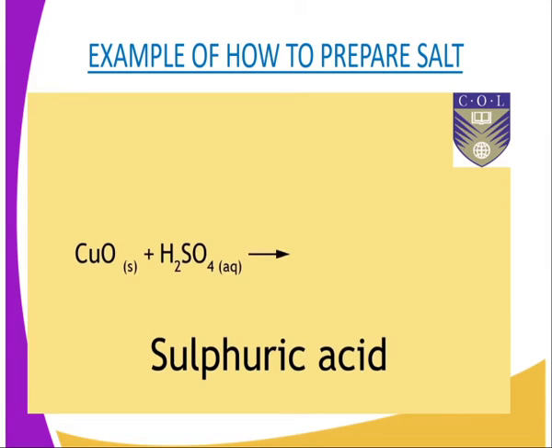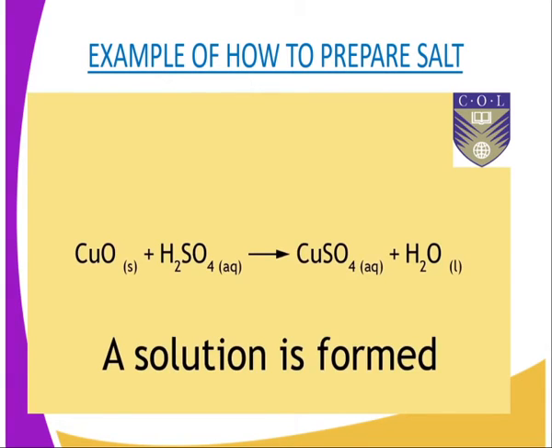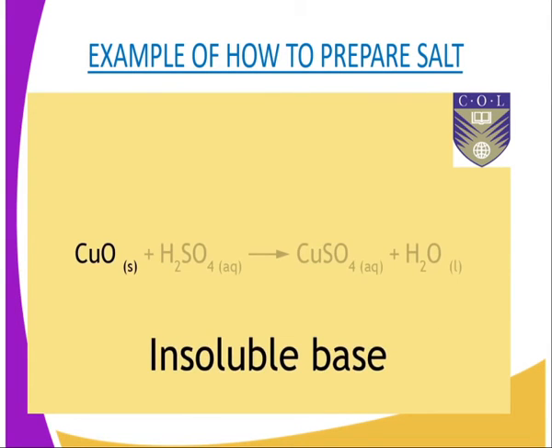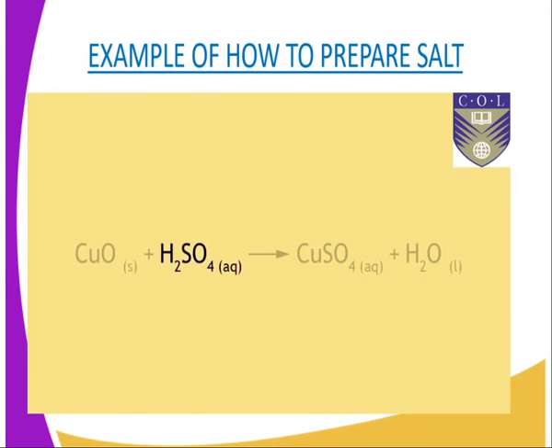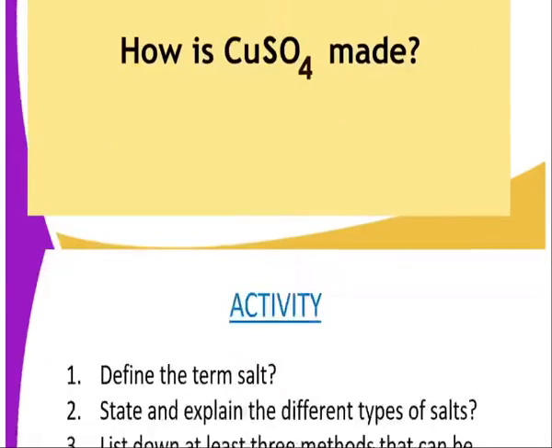So copper 2 oxide plus sulfuric acid gives us copper 2 sulfate plus water. A solution is formed, which is copper 2 sulfate, where the copper 2 ions are dissolved in water. Copper 2 oxide is an insoluble base and it reacts with the acid, giving us an acid-base neutralization reaction that gives us copper 2 sulfate and water. So we can use this method to prepare any other soluble salt, action of acid on a base.